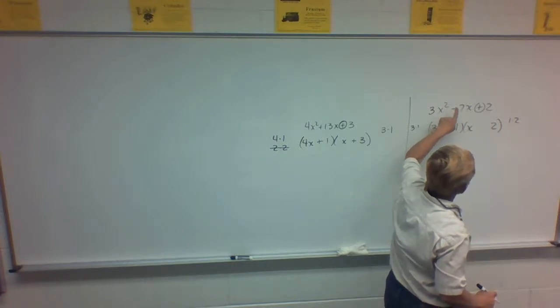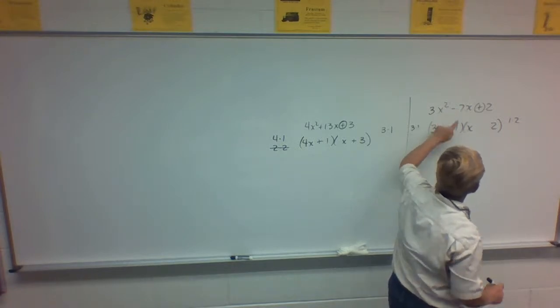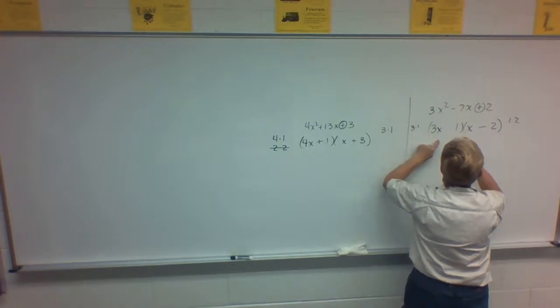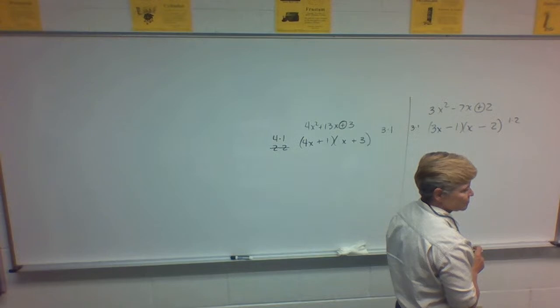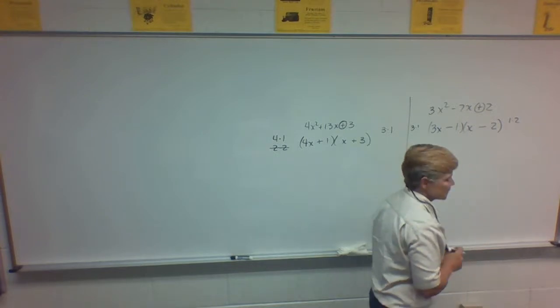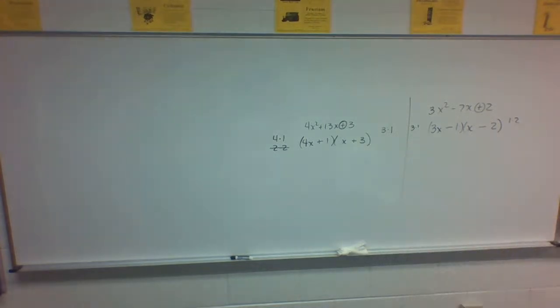Now I'm considering the signs. I need that, when we add together, to be -7, which means I'm going to need a -6 and a -1 to get down to -7. Okay. Let's try another one.